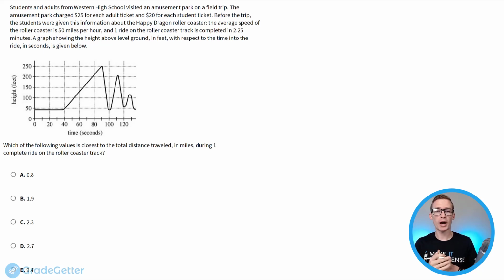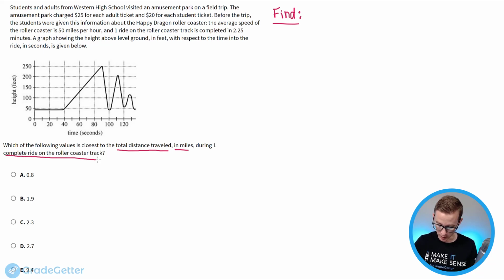Okay, so one strategy that I like to incorporate when solving math problems, specifically word math problems, is using the find given technique. And this is really helpful when you're given just a ton of information like in this problem. So I like to write down literally what I'm supposed to find, and then given information that could potentially help me solve what I'm trying to find. So what I'm trying to find for this first problem is the total distance traveled in miles during one complete ride. So I'm going to write that down.